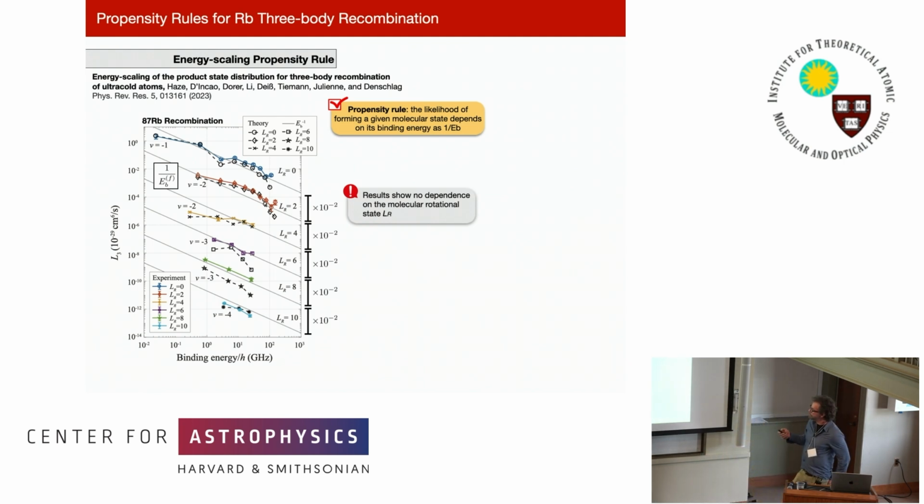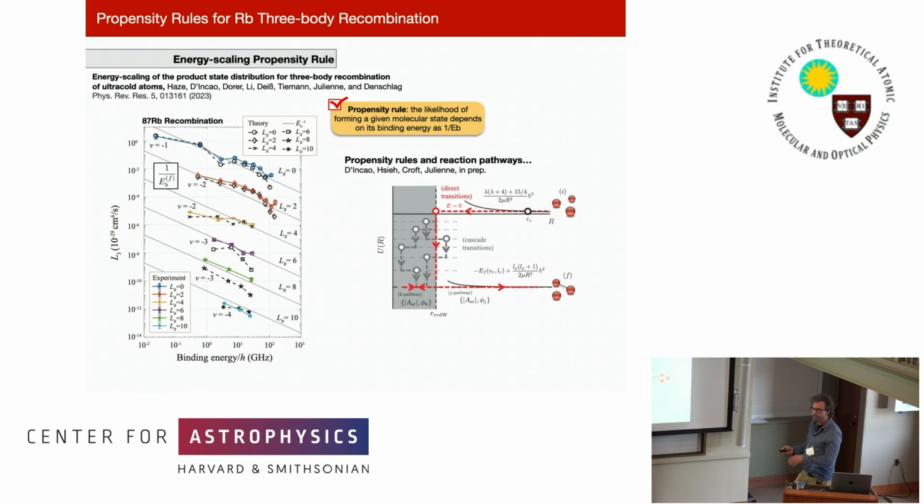But the most surprising result at that point for me is that there was no dependence on the rotational state of the molecule. So I can come with three atoms very slowly, and I can form with high probability a dimer that has L equals 10. And this L equals 10 state is going to basically have the same chance to be formed as L equals 0. So there's really no propensity rule for the angular momentum of the dimer. That was a little bit counterintuitive.